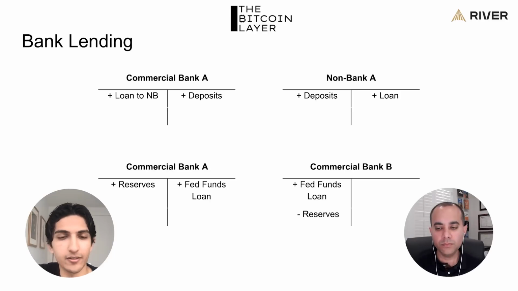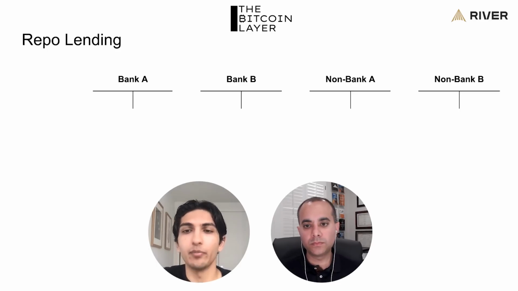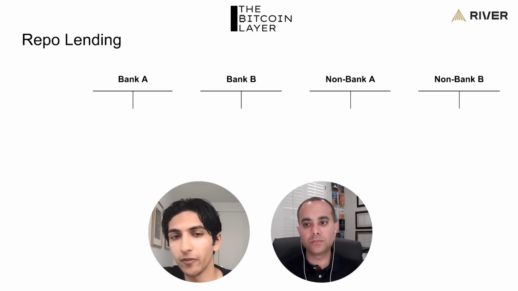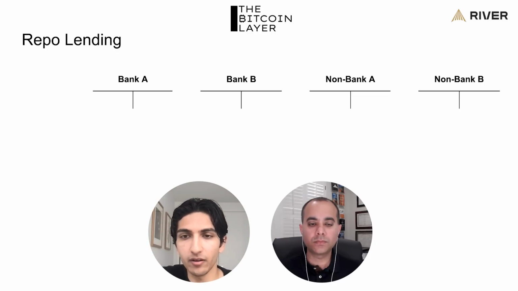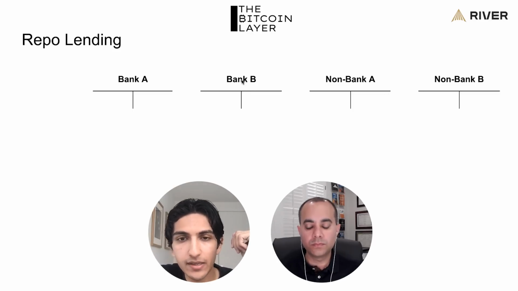Cool. Great. Yeah, I agree. That's basically the most foundational credit money operation in the economy. But there's all sorts of other types of lending, including repo lending. So now we break into a system with more than one bank and also more than one non-bank. So here, non-bank A banks at bank A, and non-bank B banks at bank B.